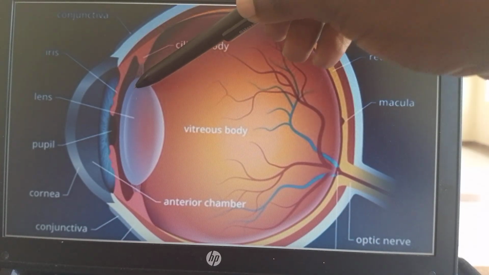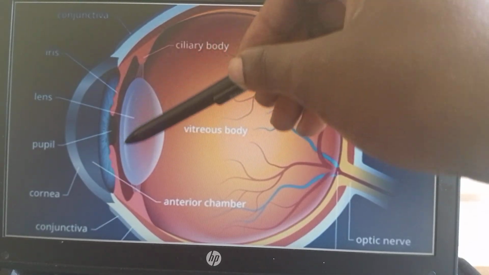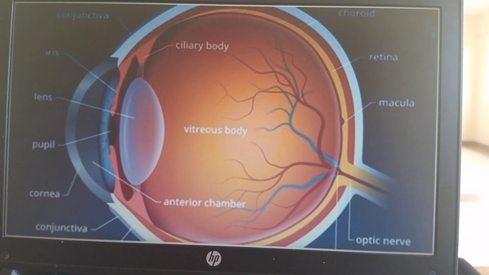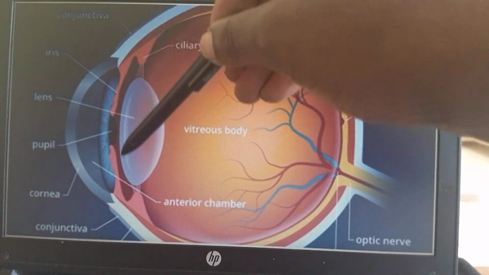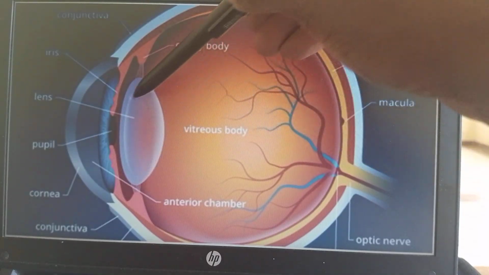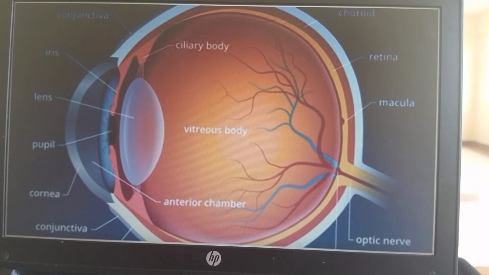One of the commonest opacification pathologies on the lens is what we refer to as cataracts. It's a common condition in elderly patients, whereby this structure you see here undergoes opacification, limiting the passage of light to the retina, and therefore causing blindness.